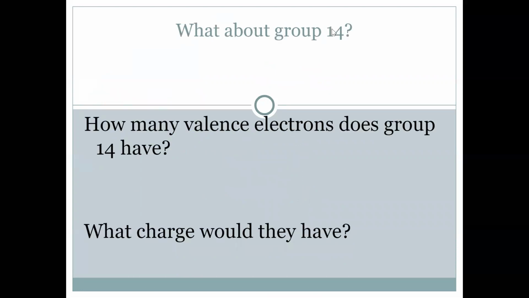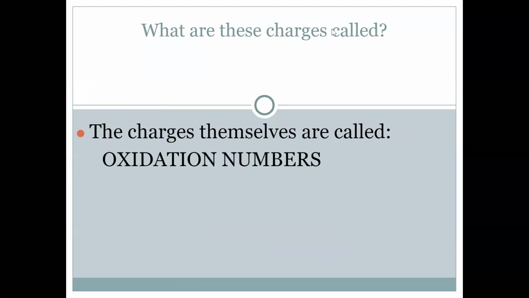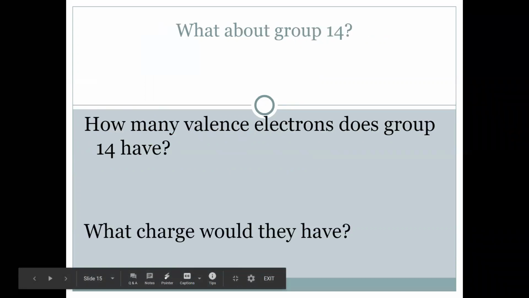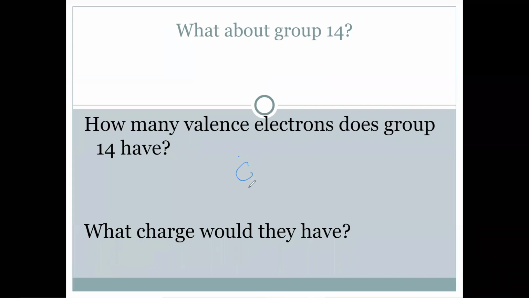So let's talk about group 14 for a second, because group 14 is important. You might be thinking to yourself, well, group 14 is special because it doesn't really matter. If it has 4 valence electrons, it could either gain 4 or it could lose 4. And mathematically, it's not obvious which one it would do. It has 4 valence electrons because it's in group 14, and you've all drawn the electron dot structures with me, so you know that.